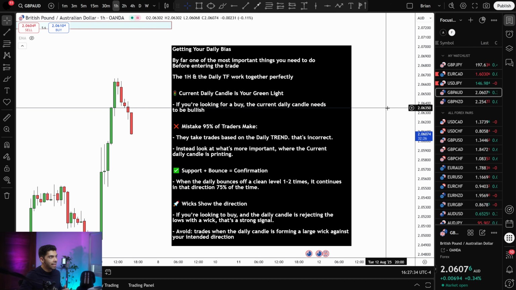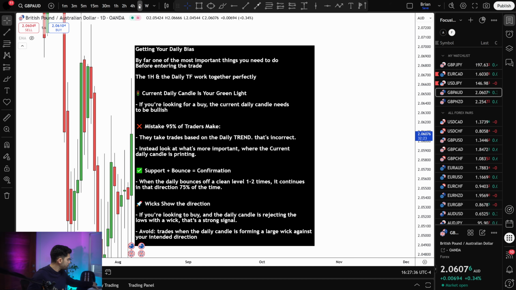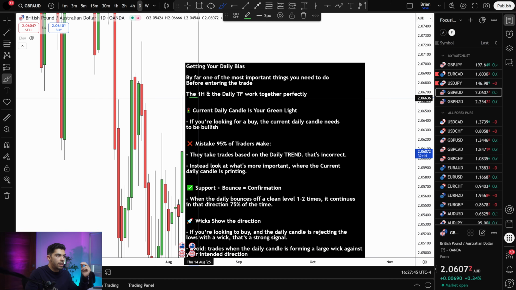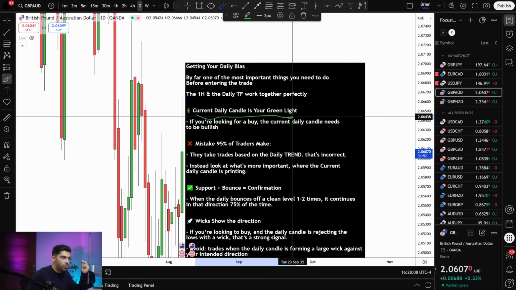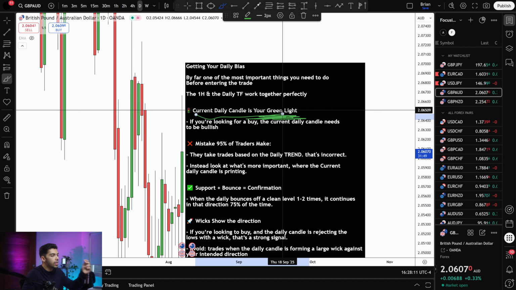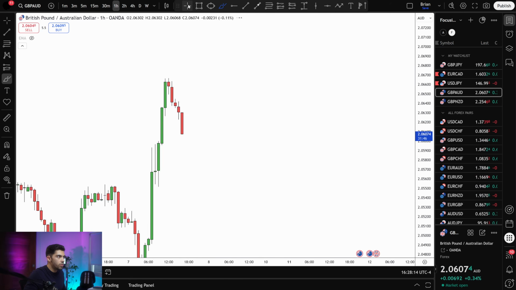I love looking at the daily time frame to anticipate where the market's gonna go, how it's gonna form, and how it's gonna set up. Super important thing to understand is that the 1 hour time frame and the daily time frame, they actually work together perfectly. A lot of people seem to think that, no, you have to look at the 1 hour and the 4 hour. I look at the 4 hour a lot, but in this case, the daily time frame is one of my biggest predictors about where the 1 hour is gonna go. Specifically, the current daily candle is my green light, because it literally tells me where it's gonna go. Now, let me show you an example of this.